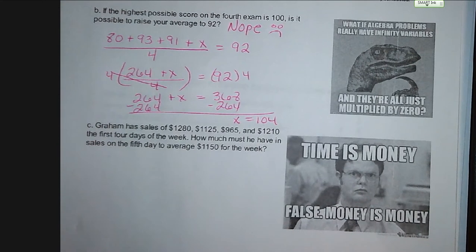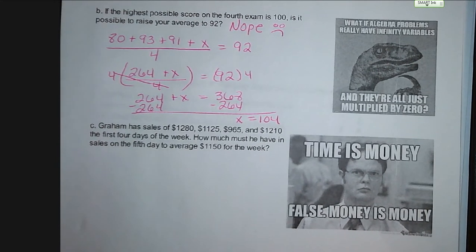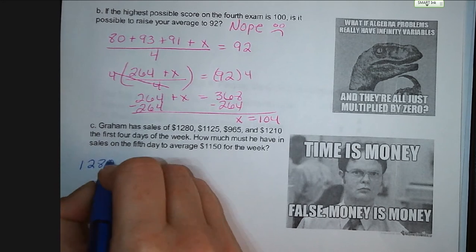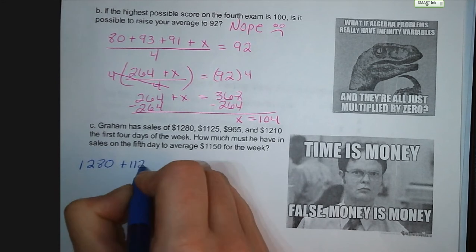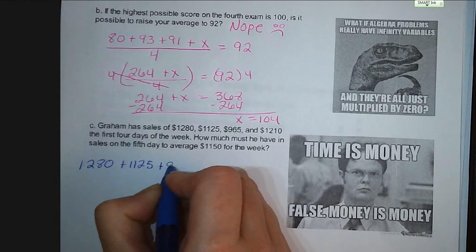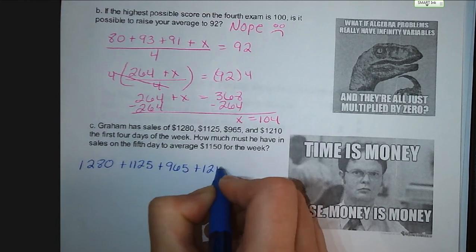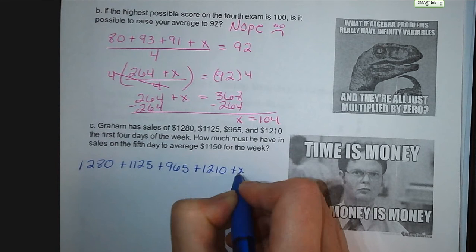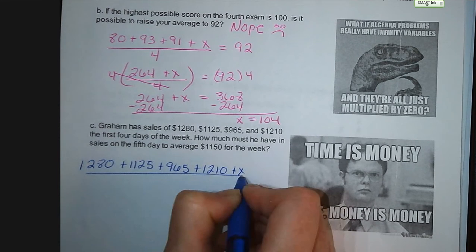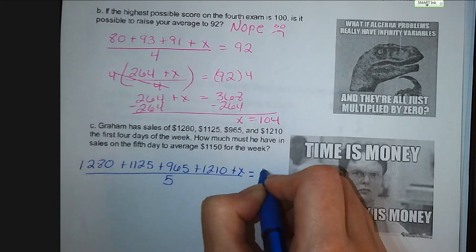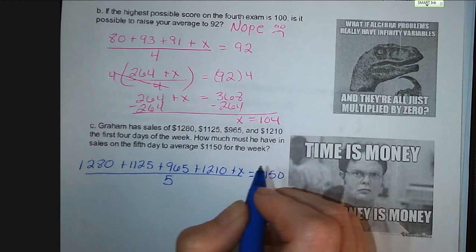Graham has sales of 1,280, 1,125, 965, and 1,210 for the first 4 days of the week. How much must he have in sales on the 5th day if he wants to average 1,150 for the week? So you add all 4 of your data points up plus the unknown x, divide it by 5, and we want it to be equal to 1150.